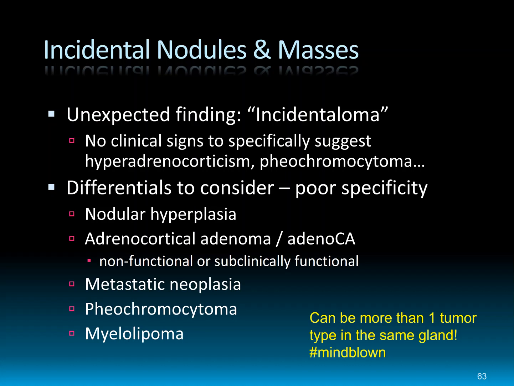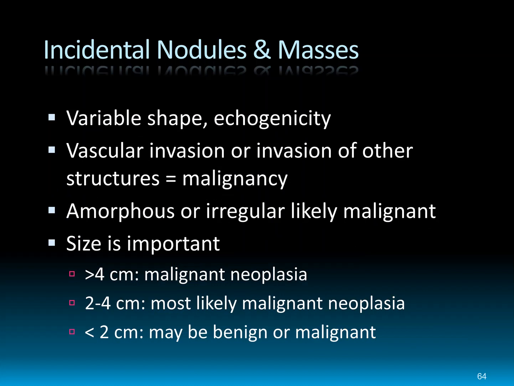So there's a list of differentials to consider, and you don't even have to have a single one. You could have multiple different ones in the same gland, so you have to keep your mind open and your differential list open when we see these. Because they can be any number of things, shape varies, echogenicity varies. If they start invading nearby structures, you can be pretty confident they're malignant, whatever they are. If they're not invading structures, they still could be malignant, but they may be benign.